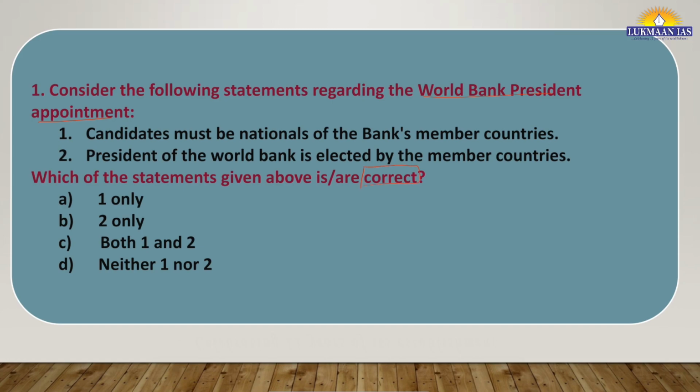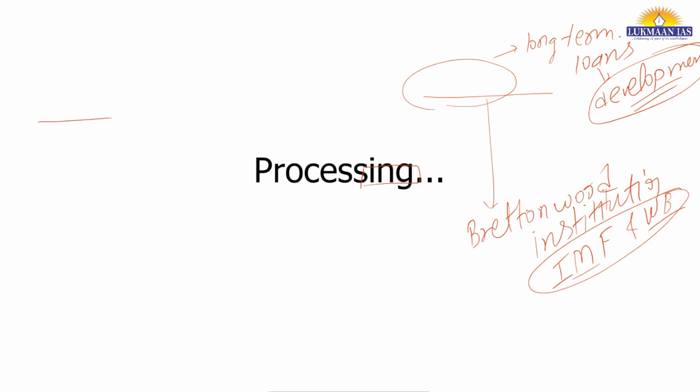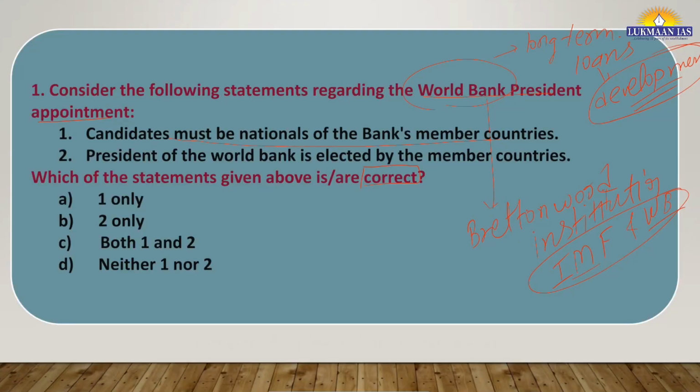We are aware about the World Bank. It is one of the Bretton Woods institutions. ब्रेटन वुड इंस्टीट्यूशंस जो है IMF एंड वर्ल्ड बैंक दोनों को बोला जाता है. These were formed after the Second World War, and yes, World Bank is especially responsible for giving out long-term loans for growth and development purposes. So it's a very important international institution, and recently an Indian origin person, you can see the news here, Jaybhaye will be selected as 14th president of World Bank. That's why this question.